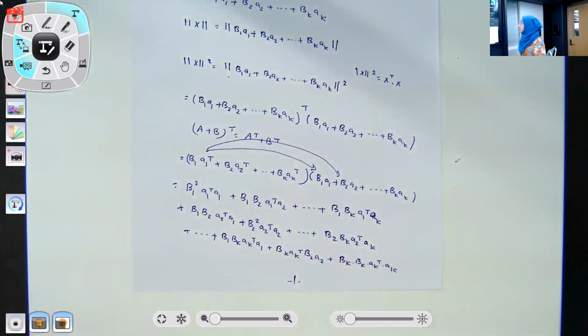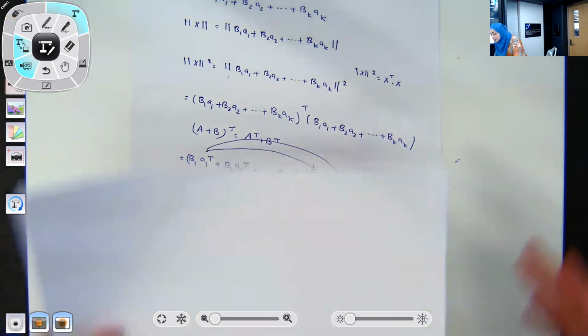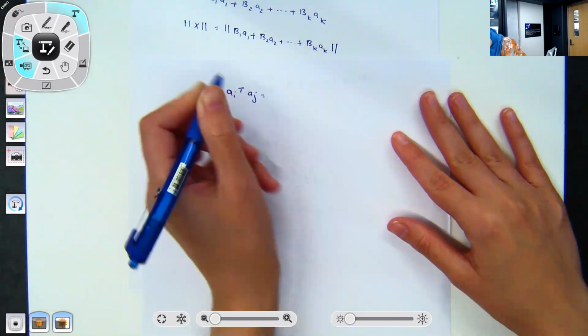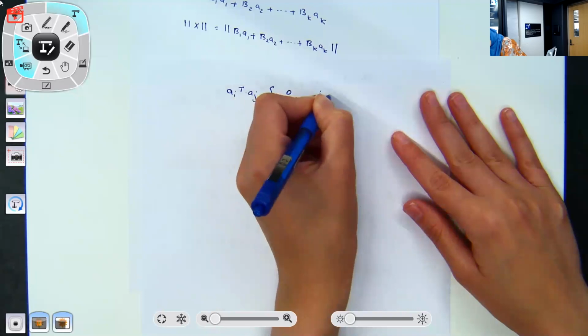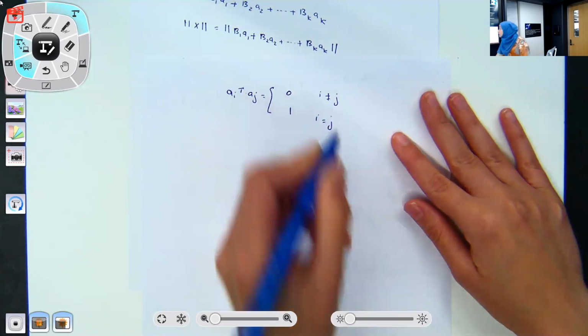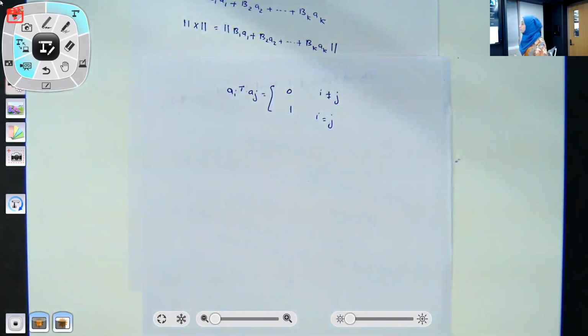They give you at the beginning that A1, A2, A3 up to AN are all orthonormal. And we know if they are orthonormal, then AI transpose times AJ is equal to 0 when I is not equal to J, and it's equal to 1 when I equals J. So in general, if two vectors are orthonormal, it's 0 when I is not equal to J, and 1 when I equals J.